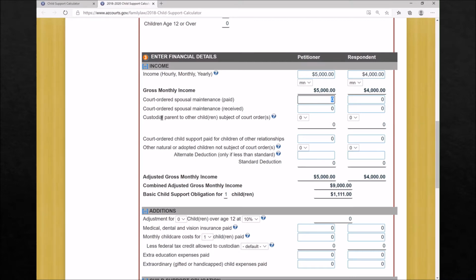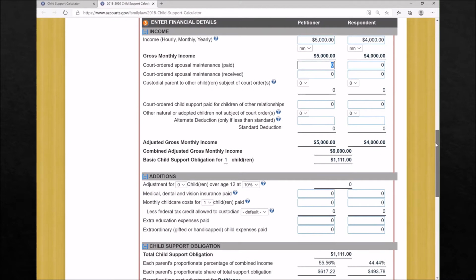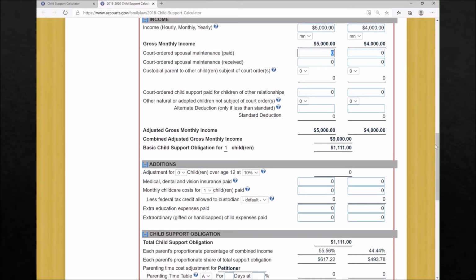Now this says, is custodial parent to other children subject of court orders, which basically means is the petitioner a parent to another child, which is also subject to court orders, or is the respondent the parent to another child that is subject to court orders, which means somebody other than our boy here. In this case, let's just say the two of you have only this one boy. The court ordered child support paid for children of other relationships. Since you don't have children of other relationships, that's 0.